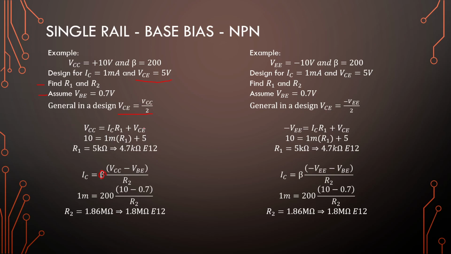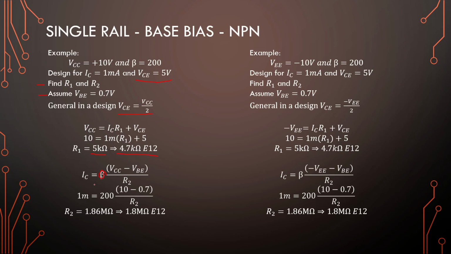Right, so on to the design. VCC is 10 volts. We have to design for 1 milliampere. VCE is half of our VCC, 5 volts. And we only have resistor 1 left. That would work out to 5 kilo ohms, and the closest E12 value is 4.7 kΩ. So that's our first resistor designed.